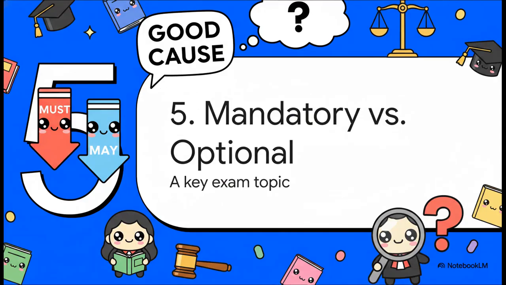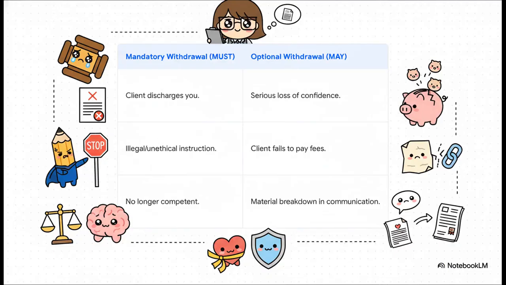So, that good cause we just talked about, it gets split into 2 buckets you absolutely have to know for the exam. Situations where you must withdraw and situations where you may withdraw. And trust me, telling the difference between these 2 is a favorite for exam writers. Let's run through this. Mandatory withdrawal means you have no choice. If your client fires you, you're out. If they tell you to lie in court, you must withdraw. Same goes if you realize you're just not competent to handle the file anymore.